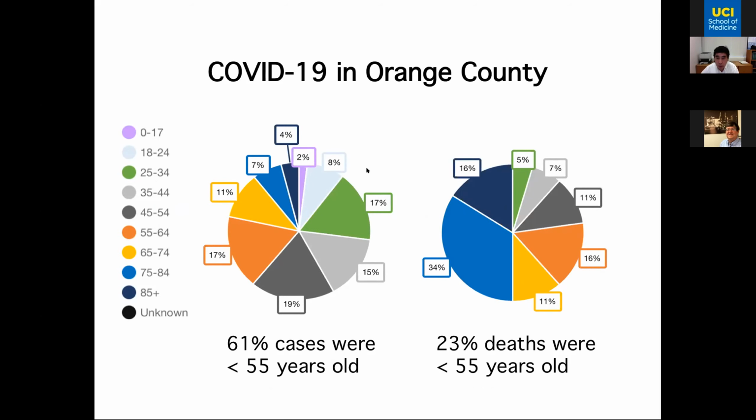Having said that, when we look at deaths, we can see that most of the deaths are in older individuals. So dark blue, 16% of the deaths in Orange County, and that's over 85. And light blue, 34, about a third of the deaths in people 75 to 84. So individuals over 75 make up half of the deaths in Orange County. This mirrors what we've seen worldwide, which is that with increasing age, there's a greater fatality rate.